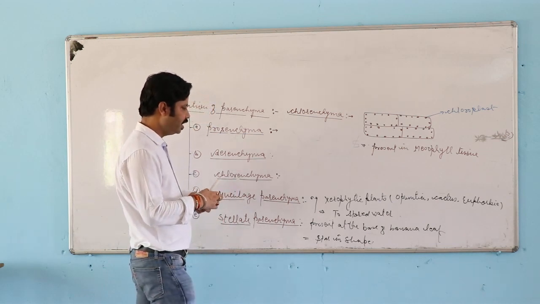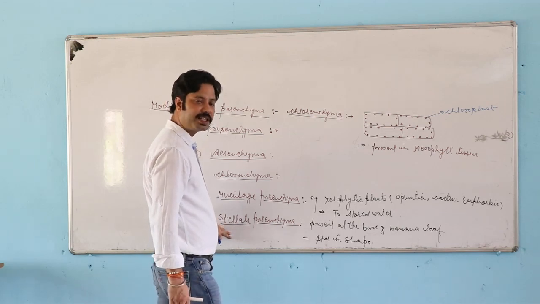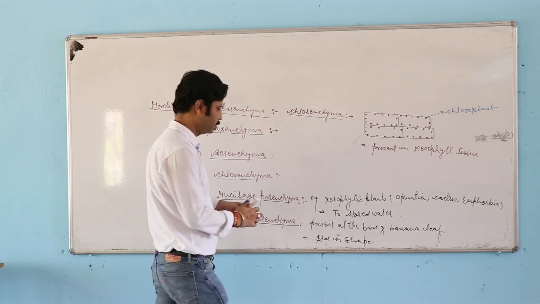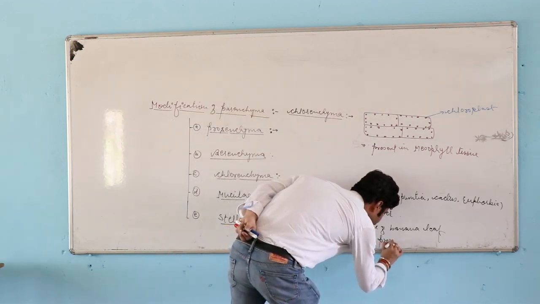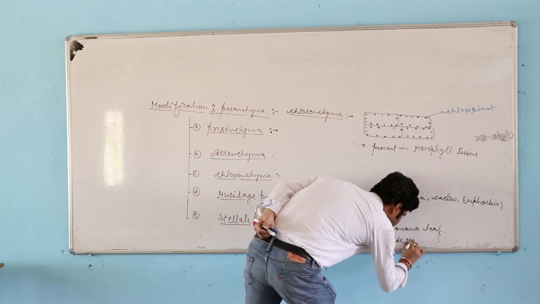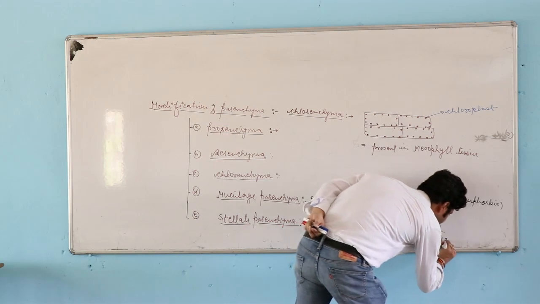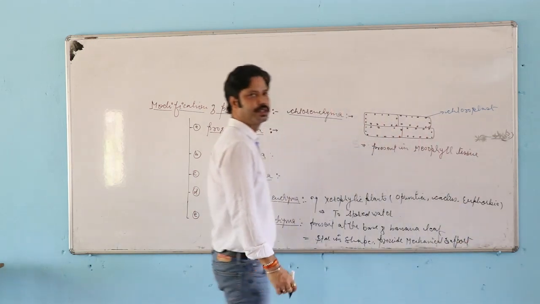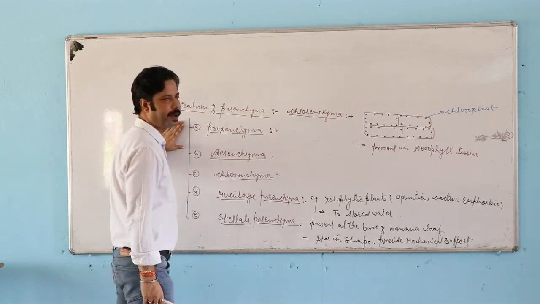Okay. Basically, what is the function of stellate parenchyma? It also provides the mechanical support of banana leaves. Okay. So these are the modifications of parenchyma.